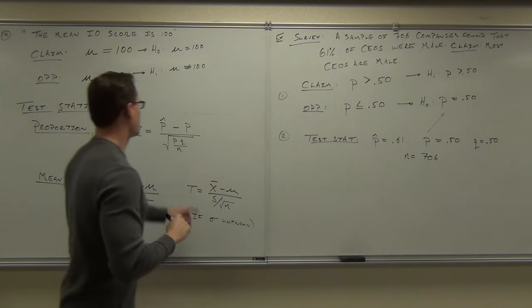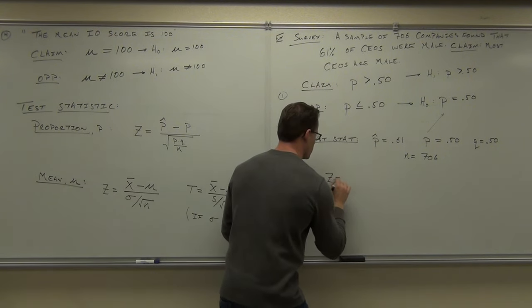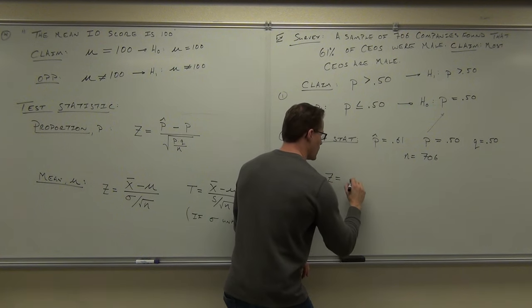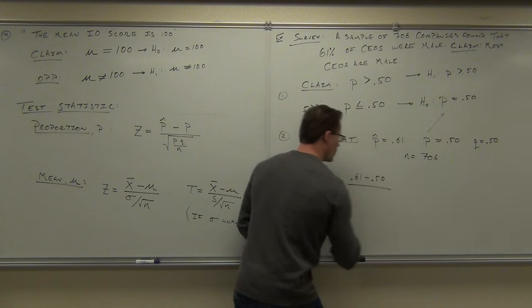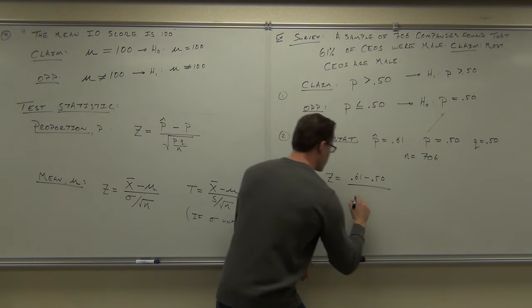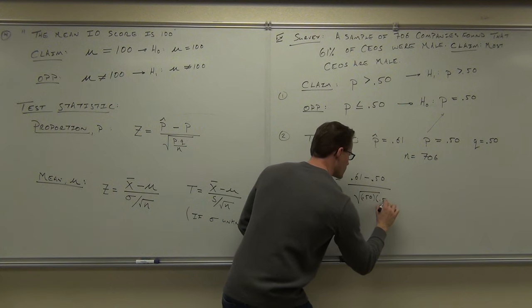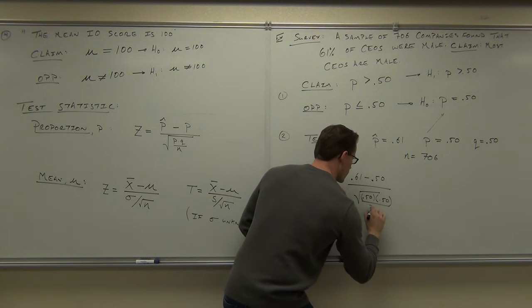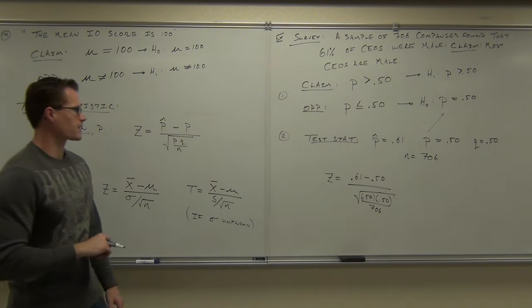706. Now you're going to go ahead and find your test statistic. It's a z-score. It's a z-test statistic. So you get your 0.61 minus 0.50, all divided by the square root of, 0.50 goes there, 0.50 goes here, divided by 706.